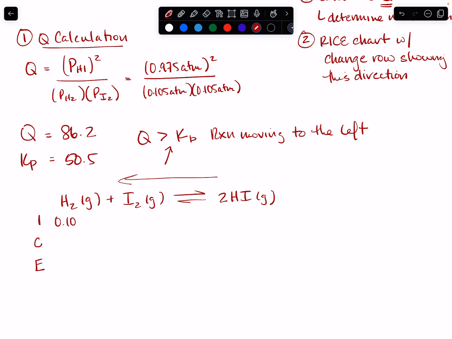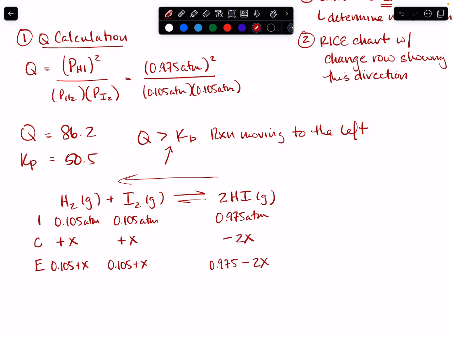All right, now according to this information, the reaction is running this way. All right, so we put in our initial amounts, 0.105 atm, 0.105 atm, 0.975 atm. And the change row is where we're going to see this Q versus Kp information. So we are going to lose 2x of HI, and we are going to gain x and gain x for our two reactants to indicate that we recognize that the reaction is in fact moving towards the left. All right, so 0.105 plus x, 0.105 plus x, and then 0.975 minus 2x.